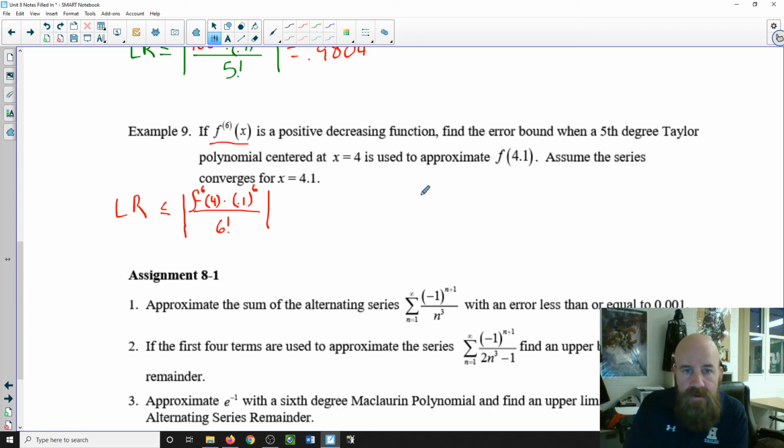Okay? So maybe write that down. I'm not going to write it out, but make a note of that. Between the center and the number we're evaluating at, so center and x, what's the max value? So it's 4 because of the decreasing function.